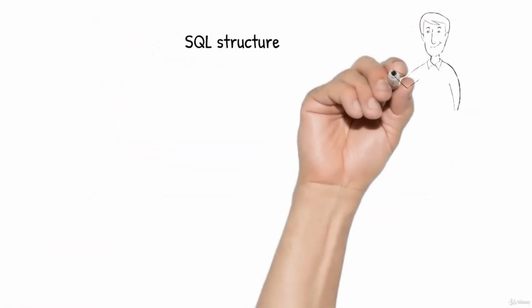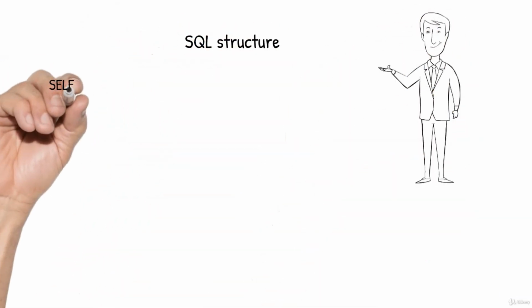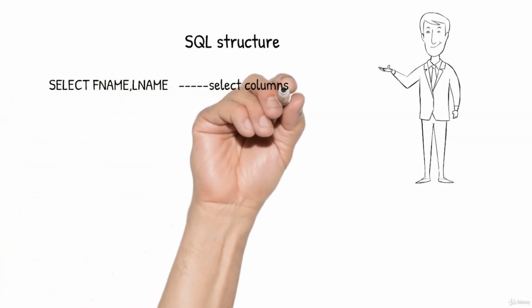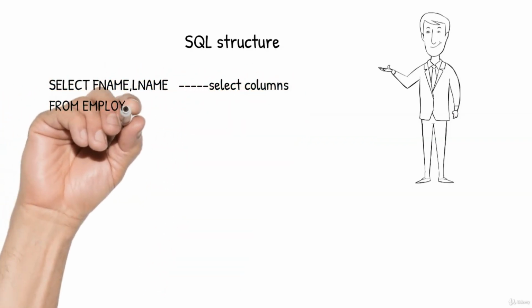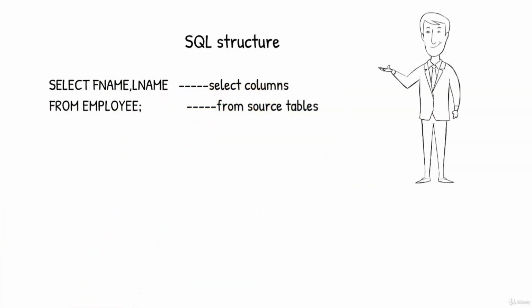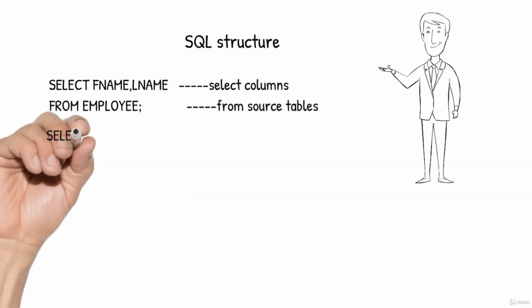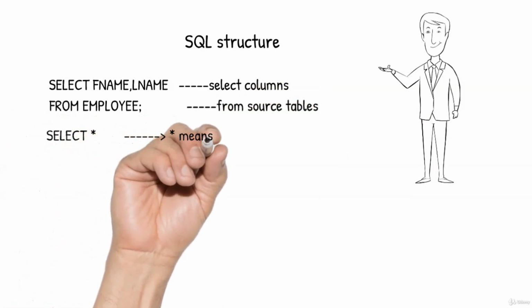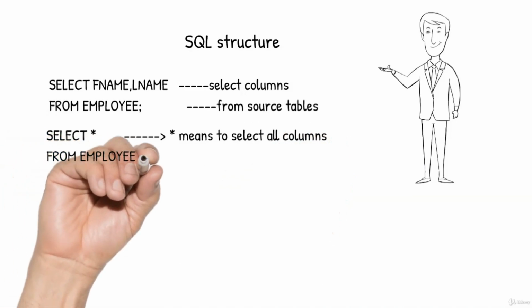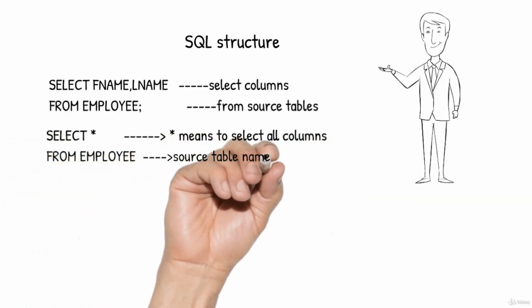Let us now go through some basic constructs of SQL queries, and we'll try to understand the SQL structure. So my first SQL query is select fname, lname from employee. Here we are trying to select 2 columns from the employee table. There are 2 things to understand. First, under the select statement, you have to write down the columns which you want to select, and under from, you have to write the source table.